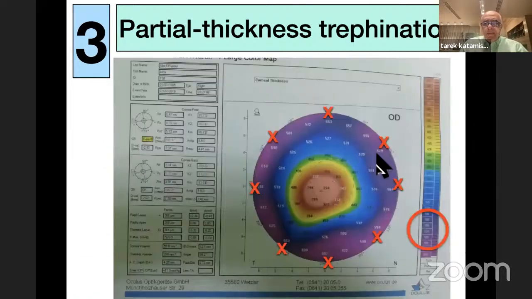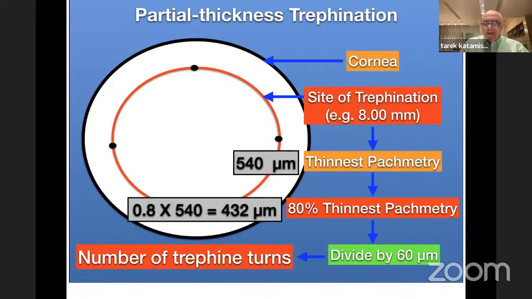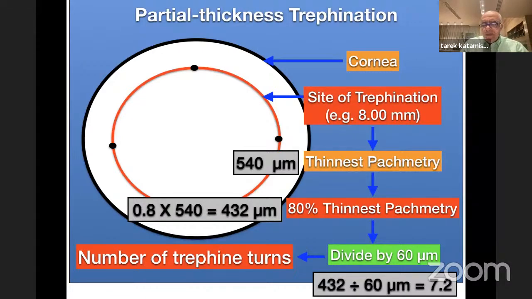So I go to the Pentacam map before the operation. I go to the 8 millimeter circle. I choose the thinnest pachymetry, and then I do my calculation. For example, if the thinnest pachymetry is 540, I will take 80% of this and leave 20% as a safety margin. So I will be cutting 432 microns. I will divide this number by 60. This will give me the number of trephine turns I am supposed to do in this particular patient.